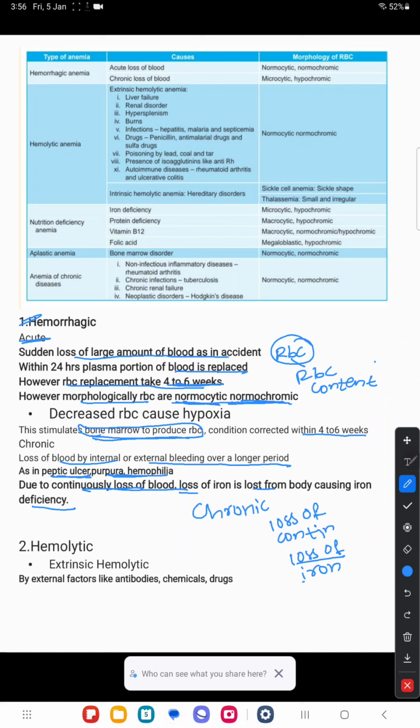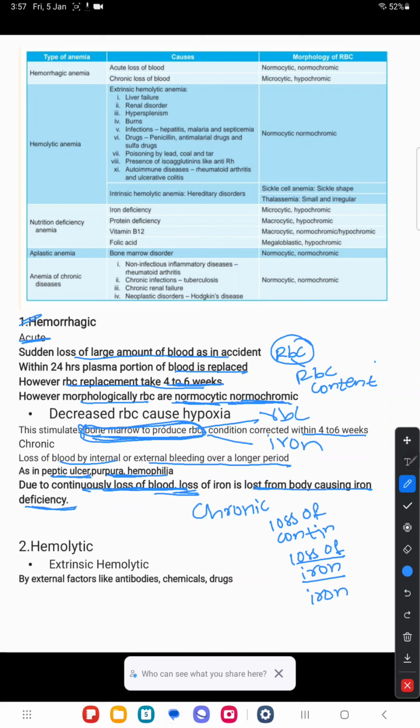Loss of iron causes iron deficiency anemia, but the RBC production is not affected, because the lost RBC stimulates the bone marrow to produce RBC. So RBC production is normal, but the lost iron takes some time to replace. So the person will suffer from iron deficiency anemia.